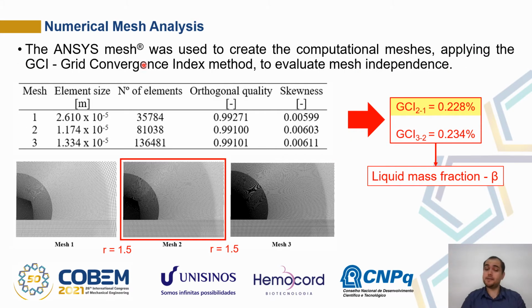Here we use the ANSYS Mesh software to create the computational meshes, applying the GCI method to evaluate the mesh independence. So we created 3 meshes with a refining ratio of 1.5 between them, using the liquid mass fraction as a reference parameter, and we found a GCI value of 0.22%. That's a good value because, according to the literature, values below 5% are acceptable.